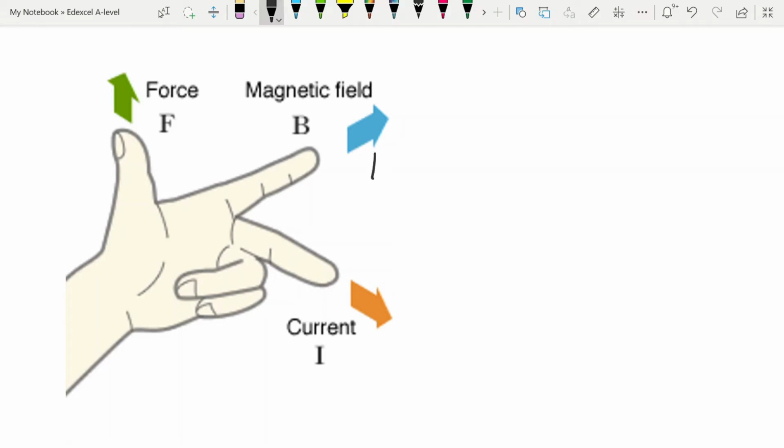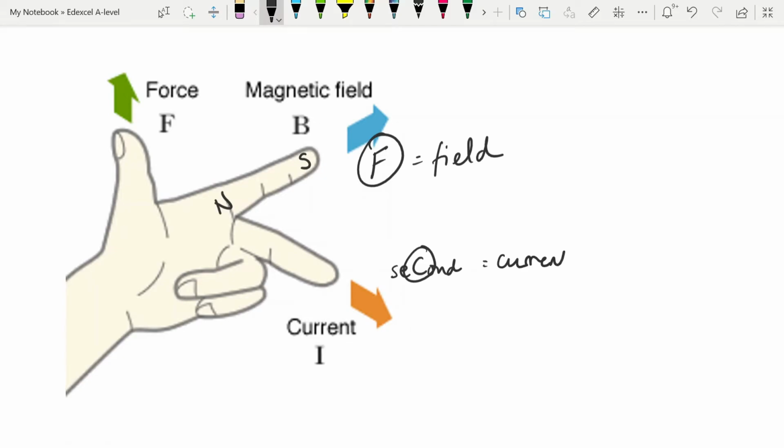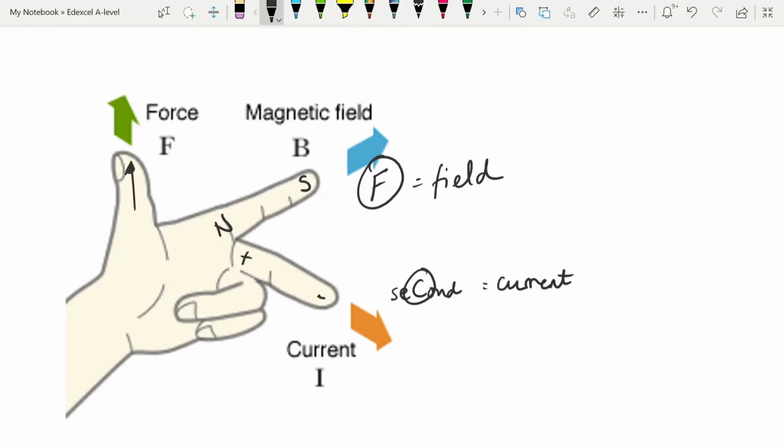Your first finger is field. And so you point from the north to the south with your first finger. The second finger is the current. And this is conventional current, so that points from positive to negative. And that's a very important point we'll come back to in a second. And then your thumb points in the direction of the force. So if you can remember that your first finger is field and second finger is current, then naturally enough the third finger, the thumb, is going to tell you what the force is.